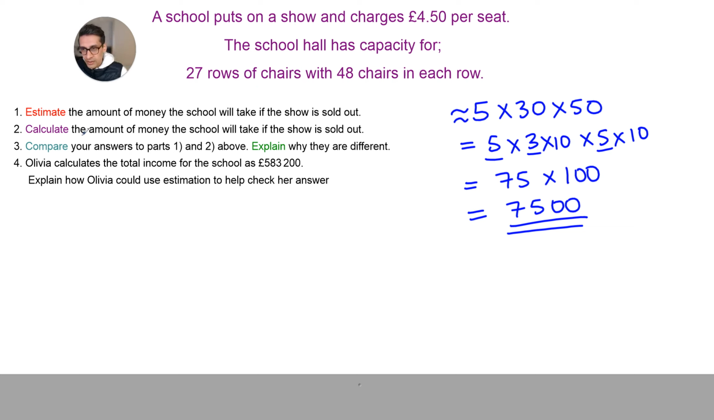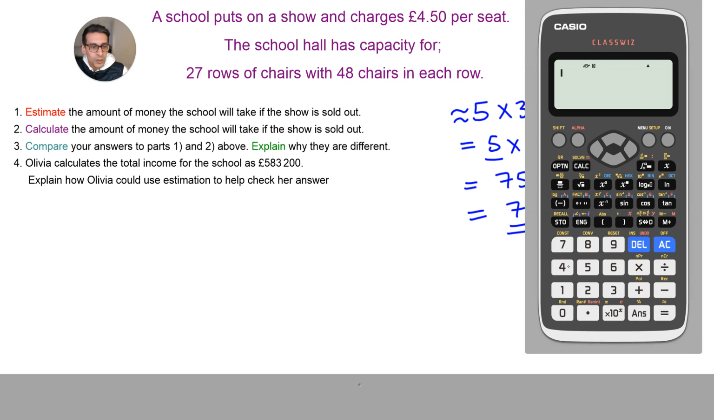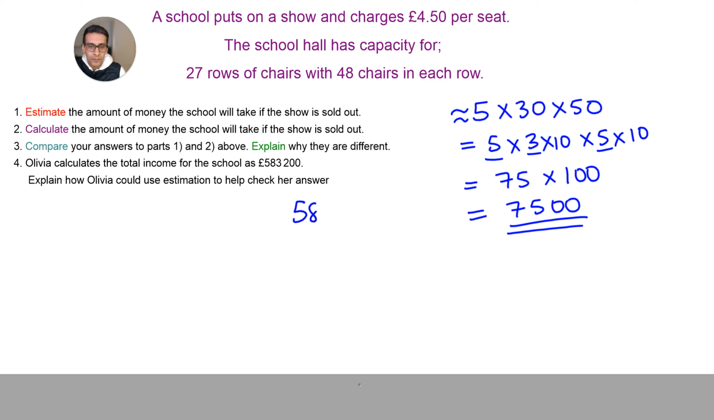And the next bit, it says calculate the specific amount. So I'm going to use a calculator here just to make this a bit easier. So £4.50, we're going to put the exact amount in here. So £4.50 times 27 times 48. And that's going to give us 5,832. So let's write that down, 5,832. So what we did was 4.5 times 27 times 48. And you can see they're not that close, but this is just an estimation.